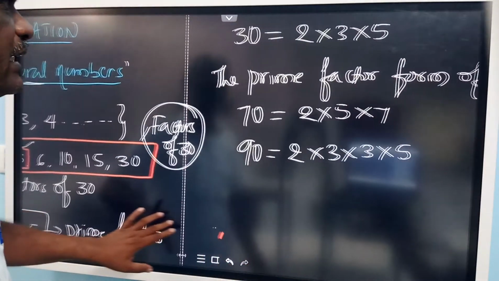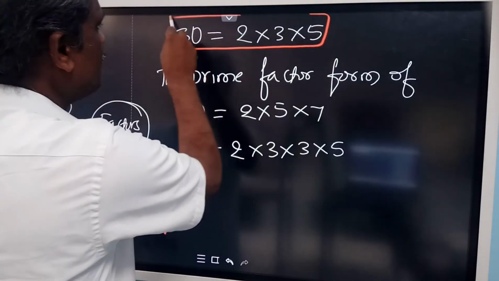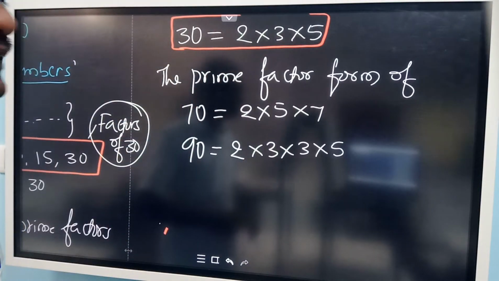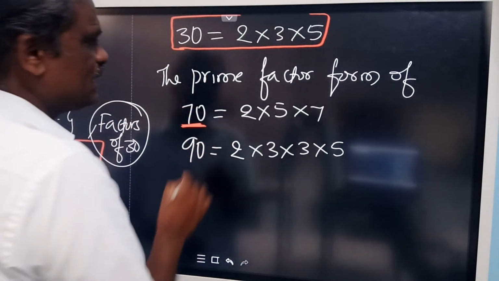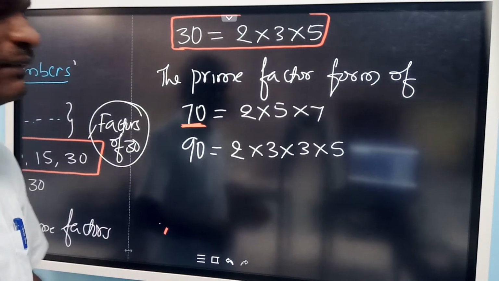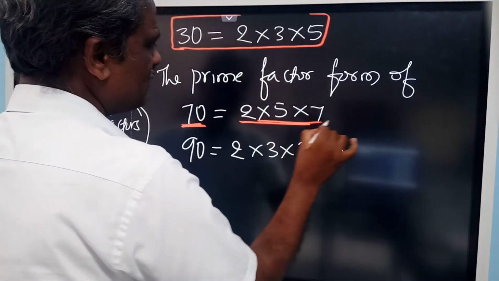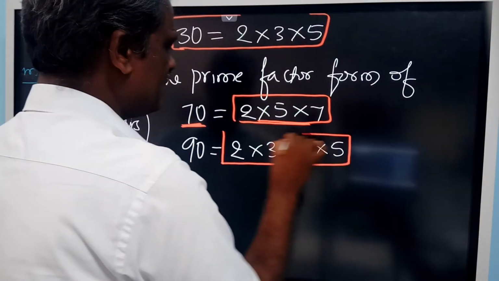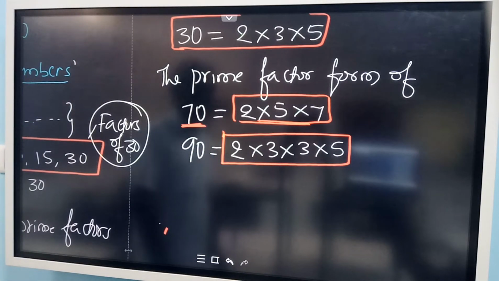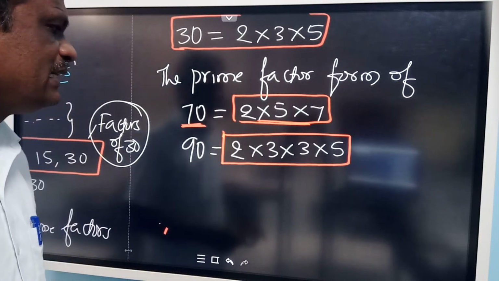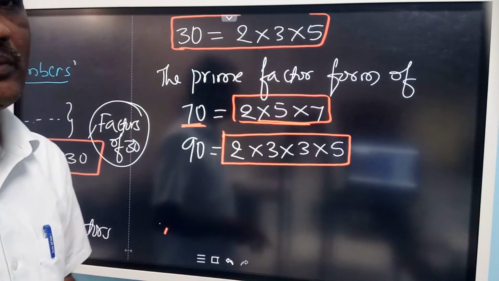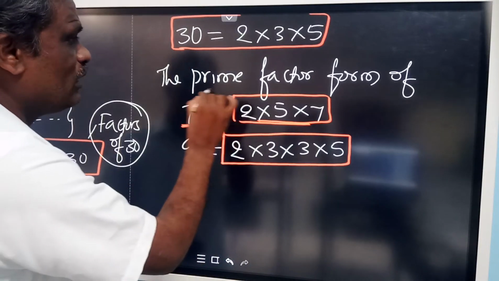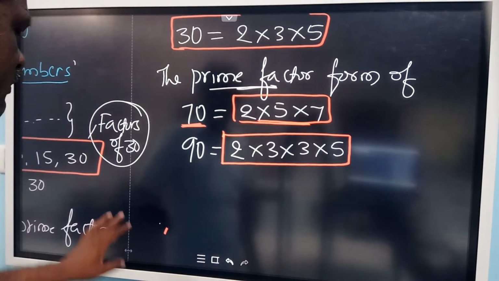Now 30 can be expressed, as I said, as the product of 2 into 3 into 5. If you multiply these prime factors, you will get the number 30. In the same way, the number 70 can be expressed in prime factor form: 2 into 5 into 7 is the prime factorization of 70. For 90, it is 2 into 3 into 3 into 5. This is the prime factorization of 90. 2, 3, 3, 5 are the prime factors. Multiply these, you will get 90. This is called prime factor form.